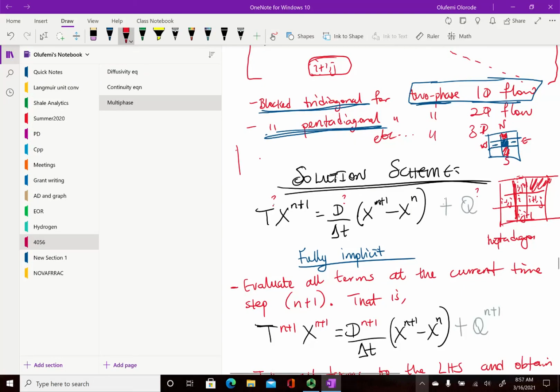And at this point, I think we now have all we need to be able to talk about the solution schemes using the matrix form of the equation. And I'll do that in the next video.